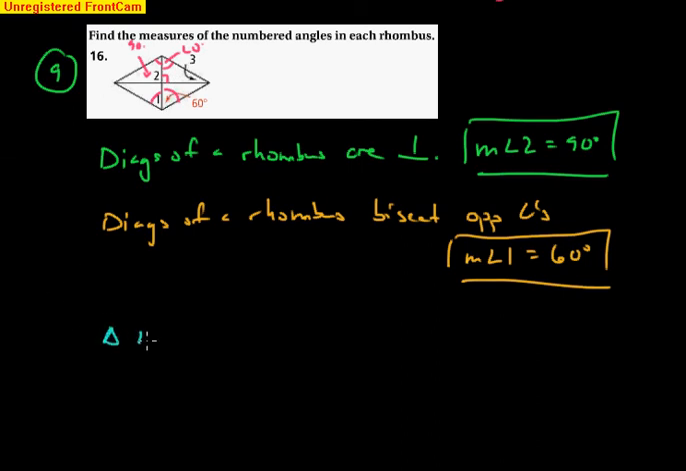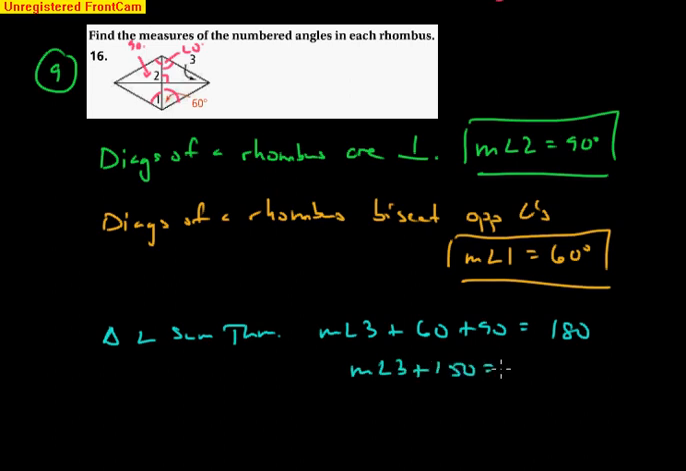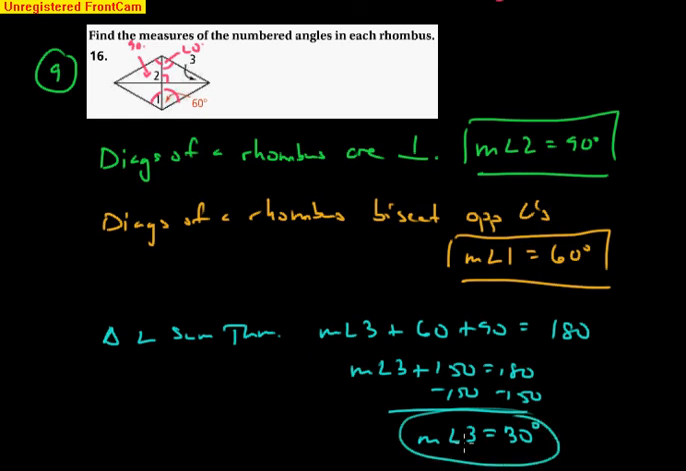I can use now the triangle angle sum theorem, which says that the measure of angle 3 plus the 60 plus the 90 better add up to 180. 60 and 90 is 150. Subtract 150 from both sides. The measure of angle 3 is 30. And there are the 3 angle measures in this rhombus.